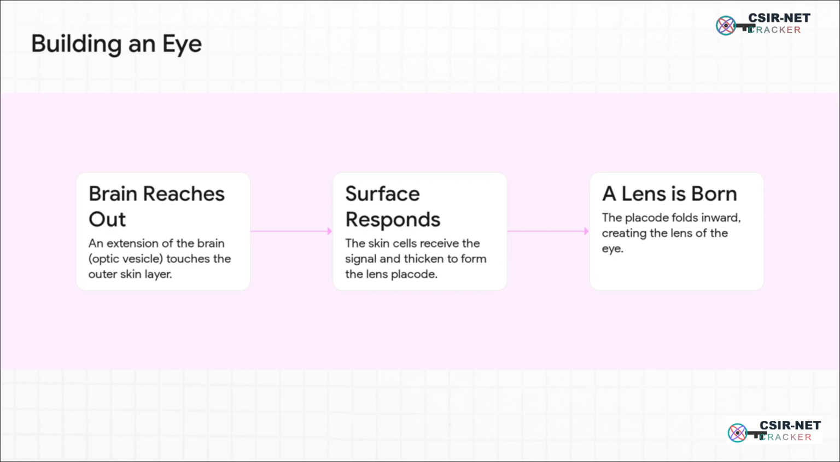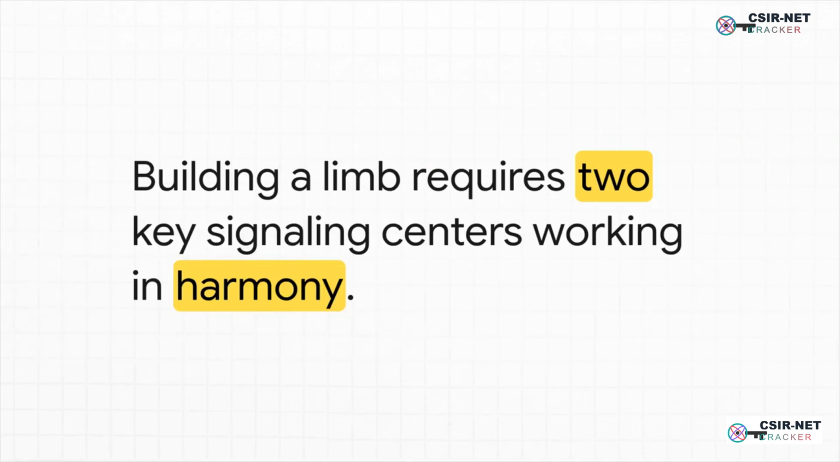In response, the skin cells that got touched start to thicken up, and then they fold inward, and they eventually become the lens of the eye. The brain literally tells the skin, hey you, right here, you're going to become a lens. It's this incredible coordinated dance, and you can see how a tiny misstep in that conversation could lead to congenital eye defects. And this very same idea of coordinated signaling is what builds our arms and legs. It's not just one signal either. To build something like a hand, you need at least two different key signaling centers that have to work together in perfect harmony.